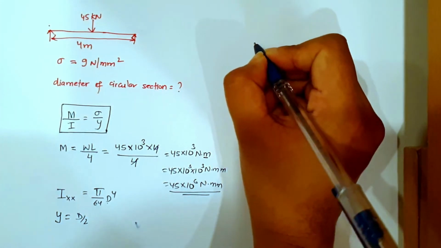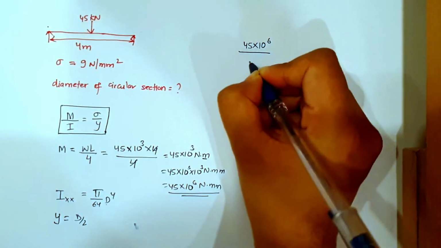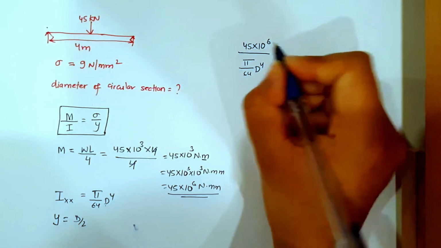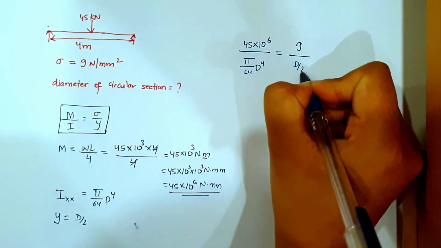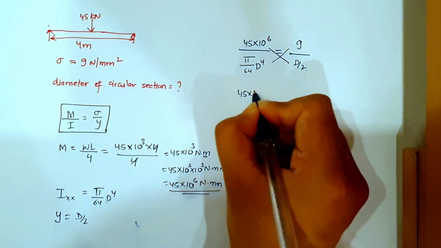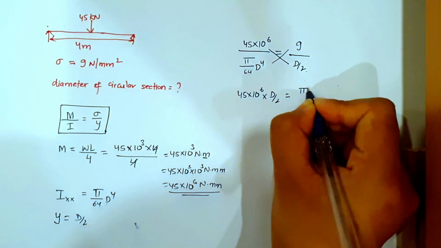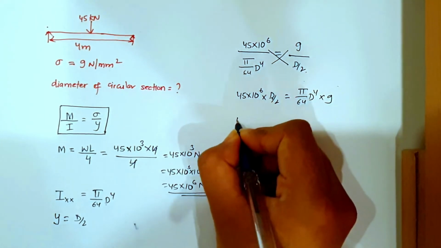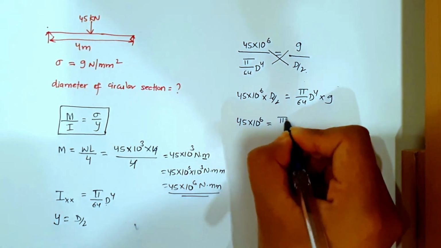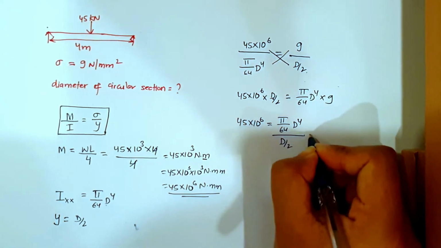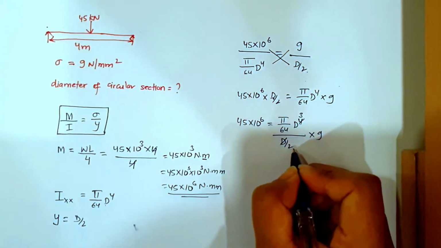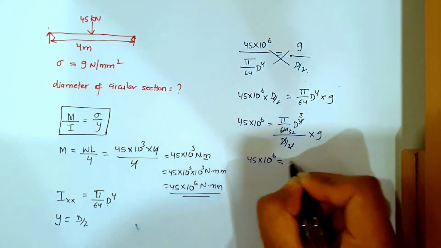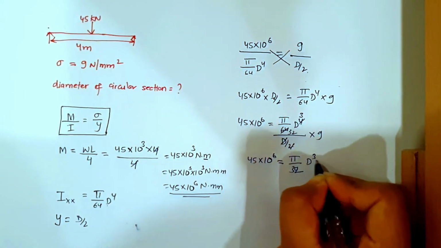So we will get M, we got 45 into 10 raised to power 6, I is pi by 64 d raised to power 4 equals sigma. Sigma is given in the question, which is 9, divided by y, which is d by 2. Again cross multiply it, you will get 45 into 10 raised to power 6 into d by 2 equals pi by 64 d raised to power 4 into 9. Now these d terms are like terms, let's bring them together and solve it. So it will be 45 into 10 raised to power 6 equals pi by 64 d raised to power 4 divided by d by 2 into 9. This d cancels, it will become d raised to power 3. 2 into 32 is 64. Now what do you get? 45 into 10 raised to power 6 equals pi by 32 d raised to power 3 into 9.